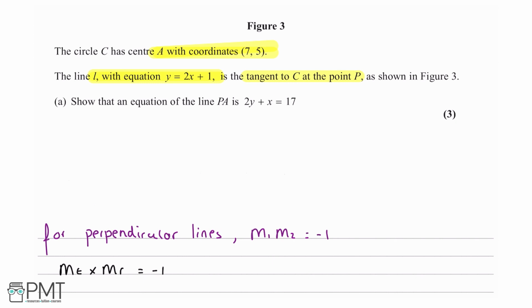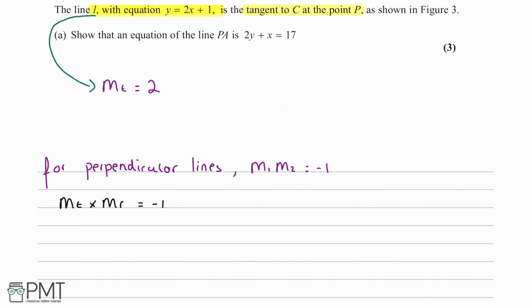So if we look now, what do we have to solve this question? We are told y equals 2x plus 1. So from here, what we can see is that the gradient of the tangent equals 2, because y equals mx plus c. m is our gradient and therefore m is 2. So m for our tangent is 2. So what we can do is we can say 2 times the gradient of our radius equals minus 1, and therefore the gradient of our radius is minus 1 over 2.